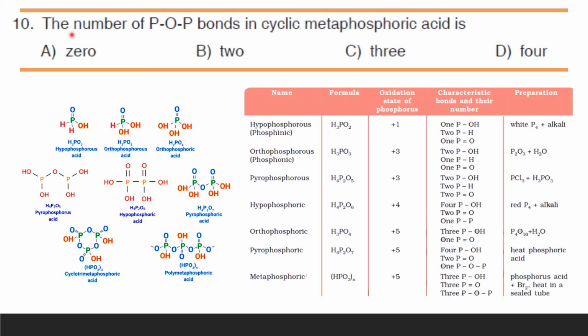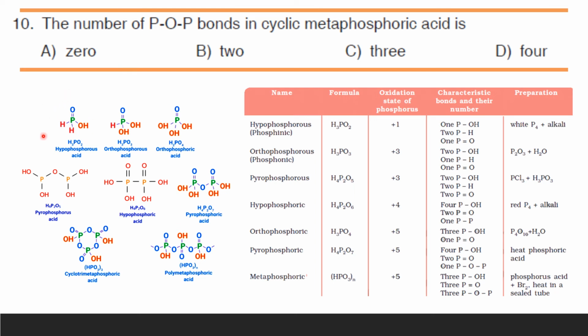Okay, let's have the last question of this video, which is regarding the oxy acids of phosphorus, in particular about cyclic metaphosphoric acid. When you consider oxy acids of phosphorus, which are the oxygen containing acids of phosphorus, there are different types, which is shown in this slide. You can see that actually they are about 8 in number.